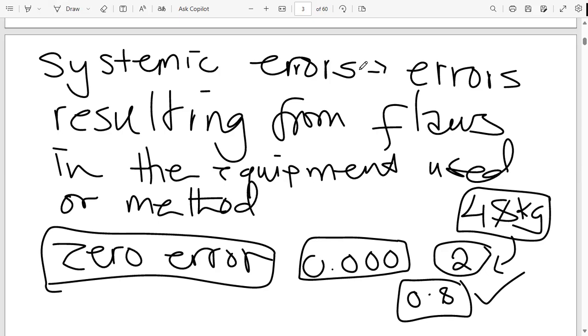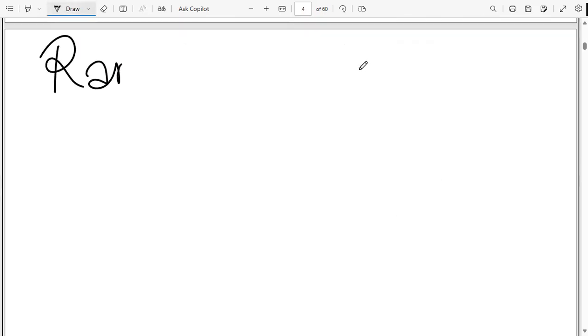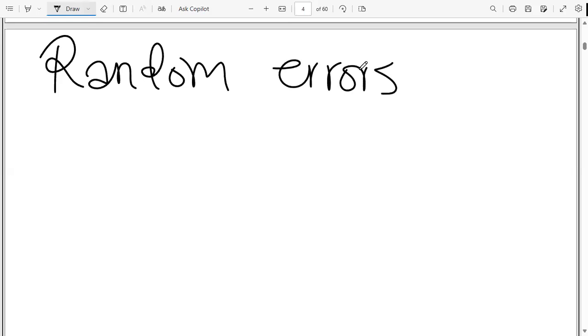And the second type of error that we talked about was what we call random errors. Okay, so if we've defined systemic errors as faults or flaws that are originating from the system, which is the equipment or the methods that are being used, then what do we think random errors can be? Anyone with an idea?